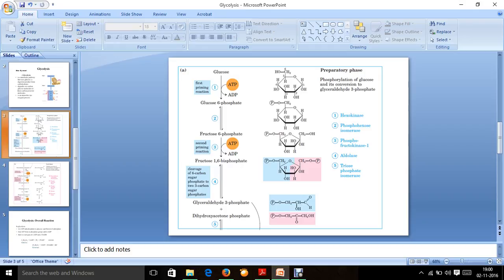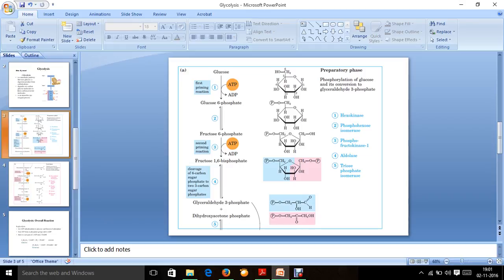Then comes the second reaction, in which this glucose 6-phosphate is converted to fructose 6-phosphate. This is an isomerization reaction, and we know that fructose is the isomer of glucose, where glucose contains the aldehyde group and fructose contains the keto group. Here the enzyme phosphohexose isomerase converts glucose 6-phosphate, the aldose from reaction number 1, to fructose 6-phosphate, which is a ketose. So this aldehyde group of glucose 6-phosphate is converted to the keto group, and this reaction is catalyzed by phosphohexose isomerase.